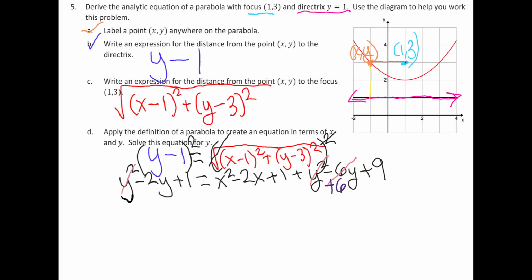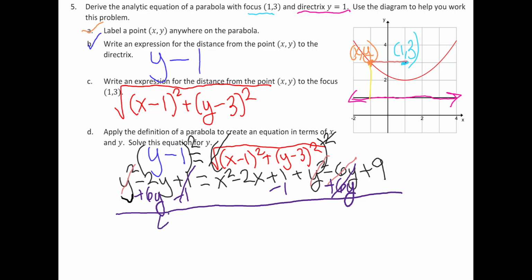I'm going to add 6y to both sides of the equation. This cancels, then I'm going to subtract 1 from both sides of the equation, so it cancels over here. That should bring my y terms to one side and my constant and x terms on the other. So on the left, I have 4y, and on the right, I have x squared minus 2x, plus 9. The last step to isolate the y would be to divide everything by 4.